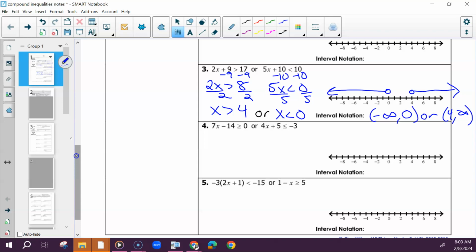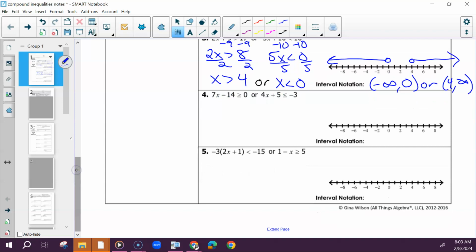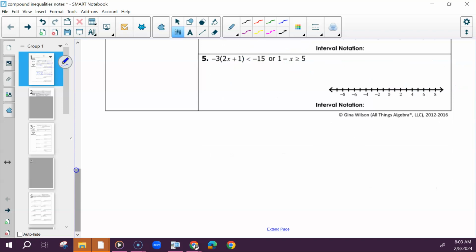Okay, let's do 5. For this first one, we can either distribute the negative 3 or divide both sides by negative 3. Which would you rather? If you did choose to divide, your sign would flip. It doesn't matter either way. You would get the same answer.